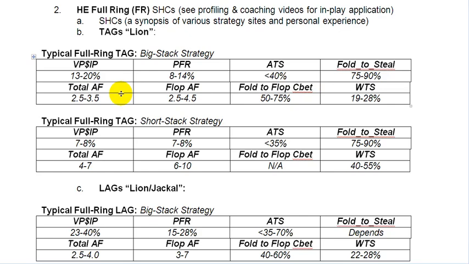Total aggression factor postflop, anywhere from 2 to 4. Fold to flop C bets, I'm sorry. This is quite standard for all of us. And went to showdown is around these numbers, so to say.